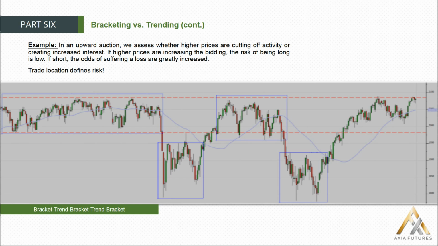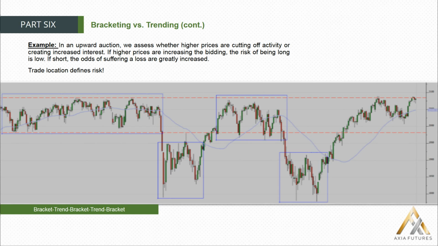So if high prices are increasing the bidding, so more buyers coming in, the risk of being long is low. If short, the odds of suffering a loss are greatly increased. So again, just coming back to that concept, knowing whether or not we're bracketing or trending can increase or decrease the odds of success and obviously compound potential losses. So that's important to understand, and that's why we spend quite a bit of time understanding the principle and the premise behind bracketing and trending markets.